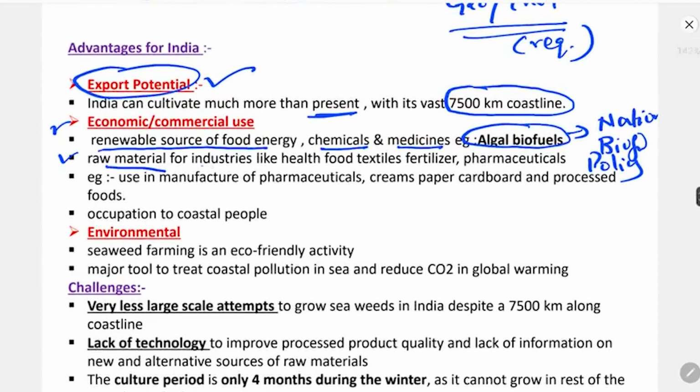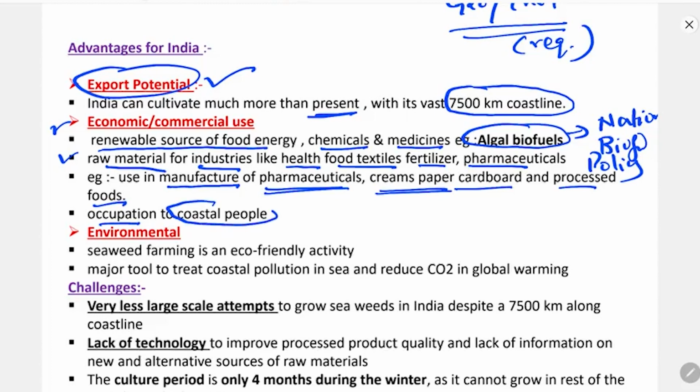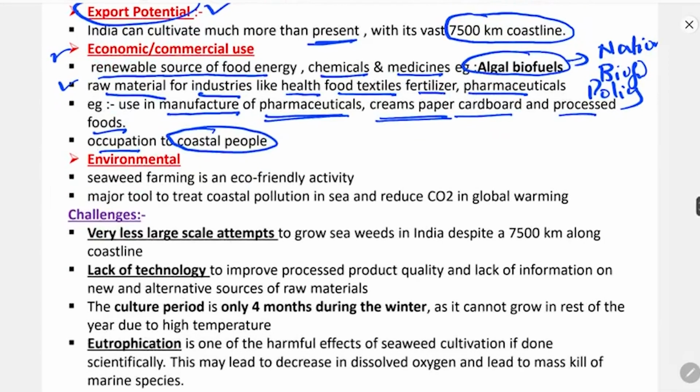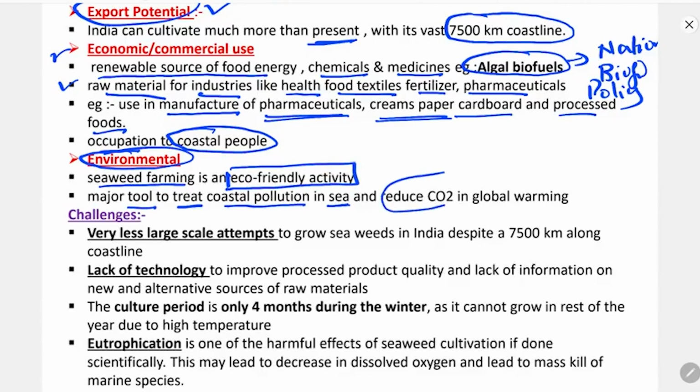Also, it is a raw material for industries like health, food, textiles, fertilizers and pharmaceuticals. It can be used in the manufacture of pharmaceuticals, cream, paper, cardboard and processed foods. It also provides an occupation to coastal people, giving them economic benefits and employment. Now, coming to the environmental advantages: seaweed farming is an eco-friendly activity. It is a major tool to treat coastal pollution in the sea and reduce carbon dioxide in global warming. So you can use this in environmental advantages.